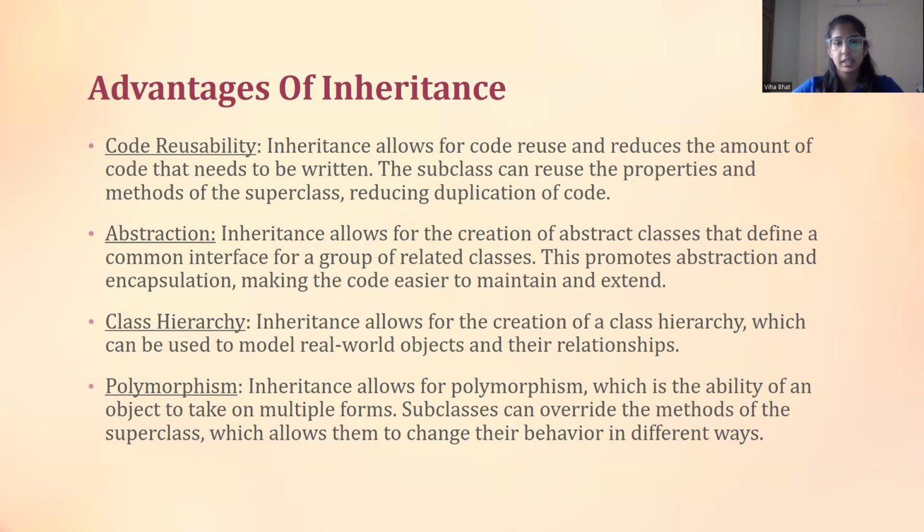Next is class hierarchy. Here, inheritance allows for the creation of class hierarchy, which can be used to model real-world objects and their relationships. Next is polymorphism. Inheritance also allows polymorphism, which is the ability of an object to take on multiple forms. So subclasses can override the methods of the superclass, which allows them to change their behavior in different ways.